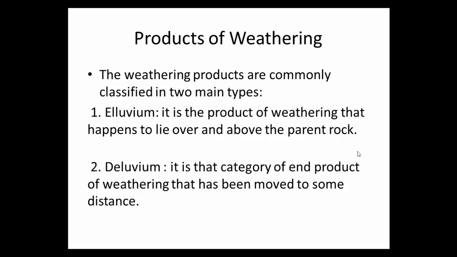Next is, when weathering occurs, what types of products are formed. Actually, when weathering takes place, or when decay of the rock takes place, two types of products are formed. One is alluvium, another is delirium. Alluvium is the end product of weathering that happens to lie over and above the parent rock.